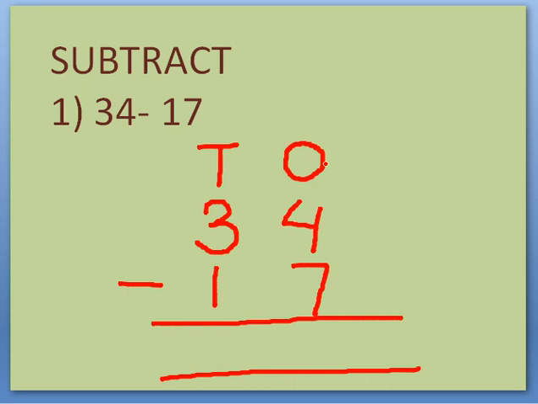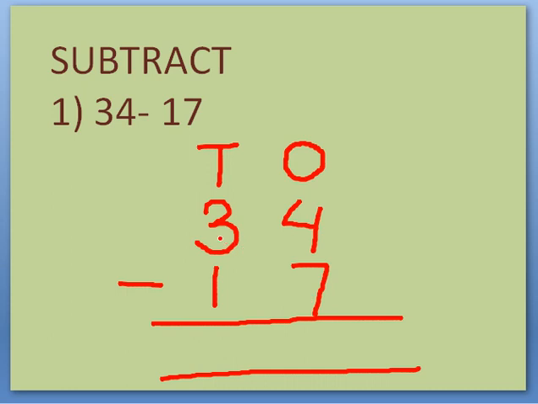Now here at ones place, it is 4 minus 7. You can see here, we cannot do backward counting from 4 to 7. So what do we have to do now? You cannot subtract 7 from 4. 7 is larger than 4. So for doing 4 minus 7, we have to borrow one 10 from here.